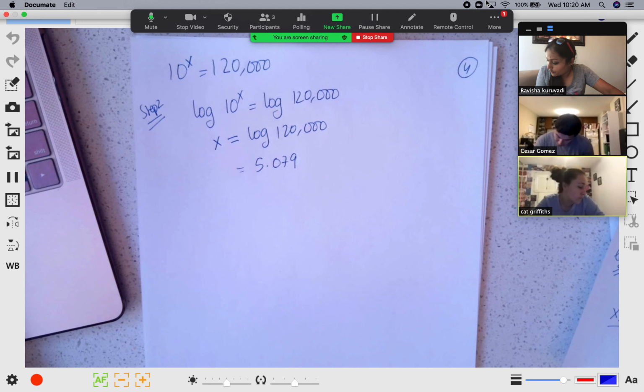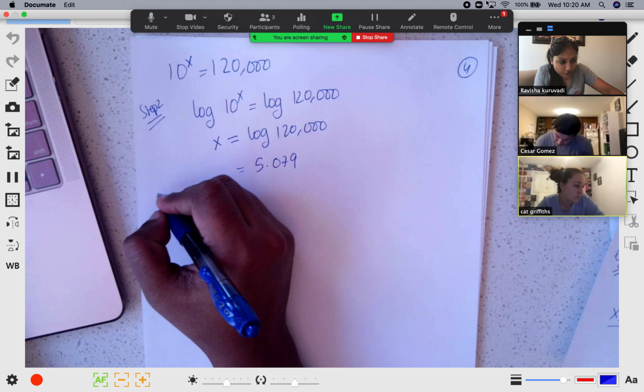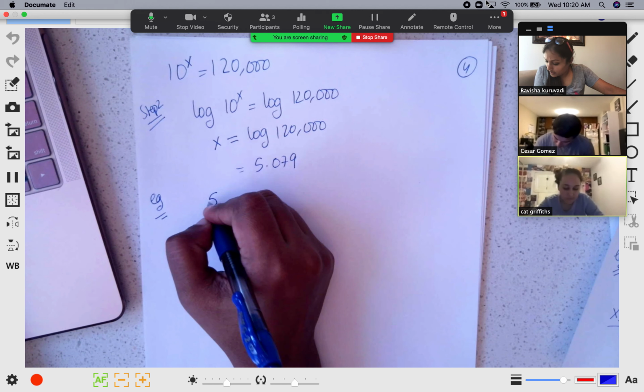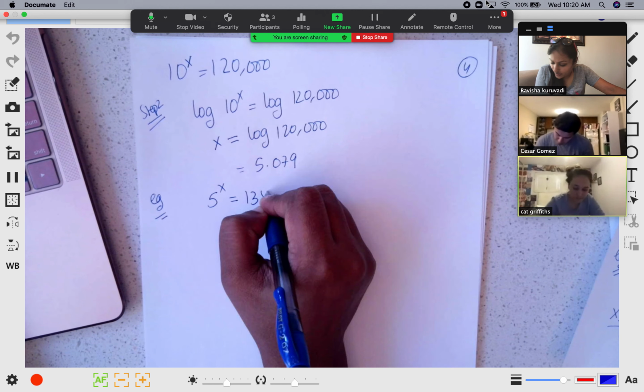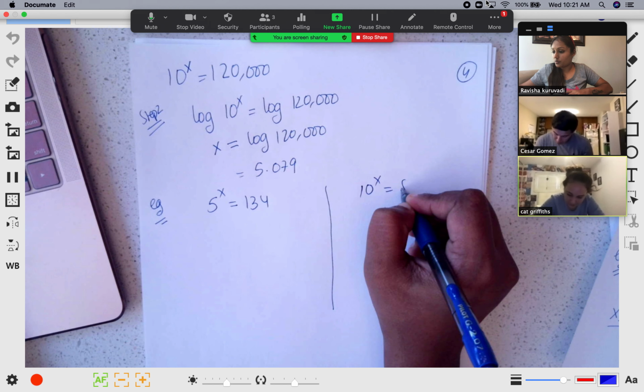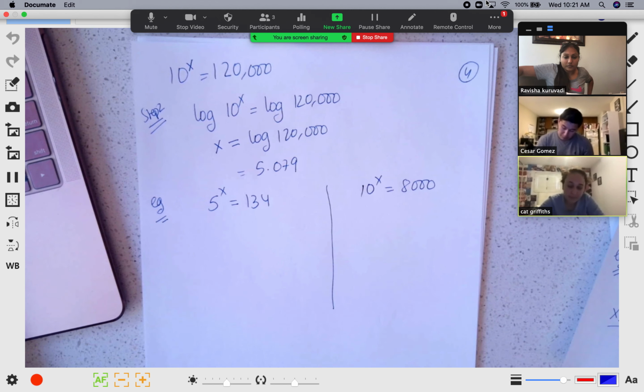Now both of you will try this problem here. 5 to the power of x is equal to 134, and the second problem is 10 to the power of x is equal to 8,000. Try these 2 problems.